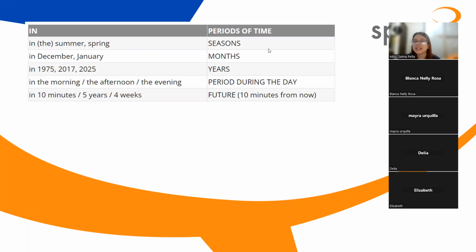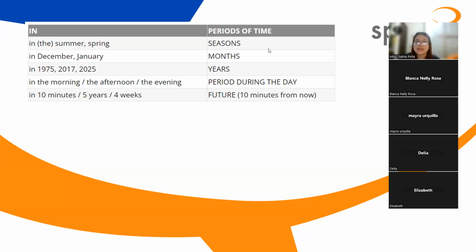Meses sin especificar día. Porque si ya le ponemos el día, eran dates, fechas. Just months in general. December, January, February, March, and so on. Then when we have specific years, in 1975, in 2017, in 2025, years. When you use years in, and you put the year.